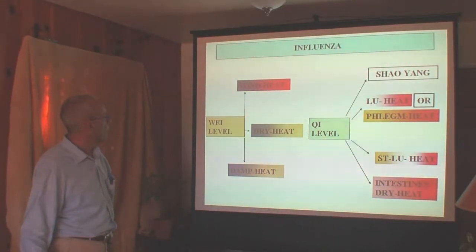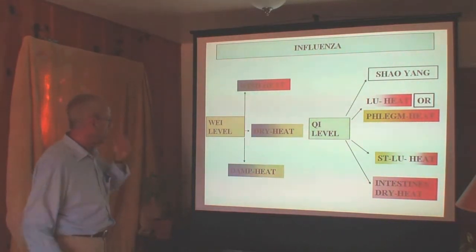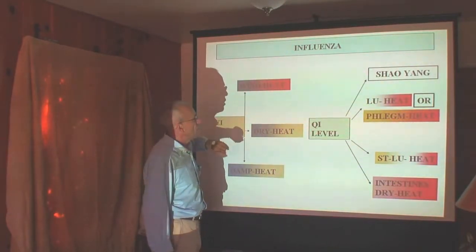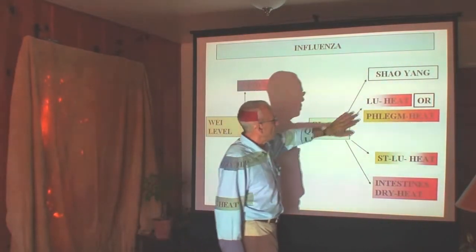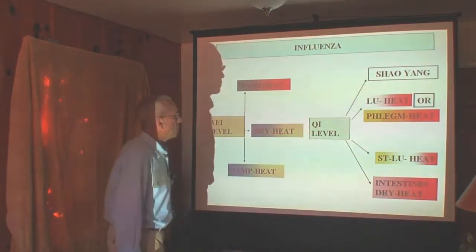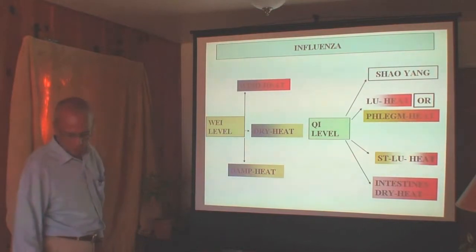So these are the most common patterns we see: wind heat, dry heat, and damp heat, especially wind heat. And at the Qi level, especially these two, lung heat or lung phlegm heat, the two most common ones.